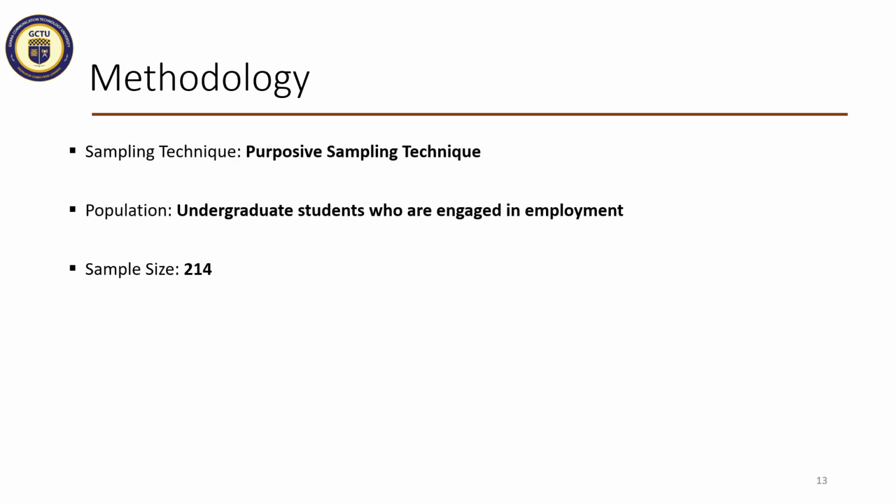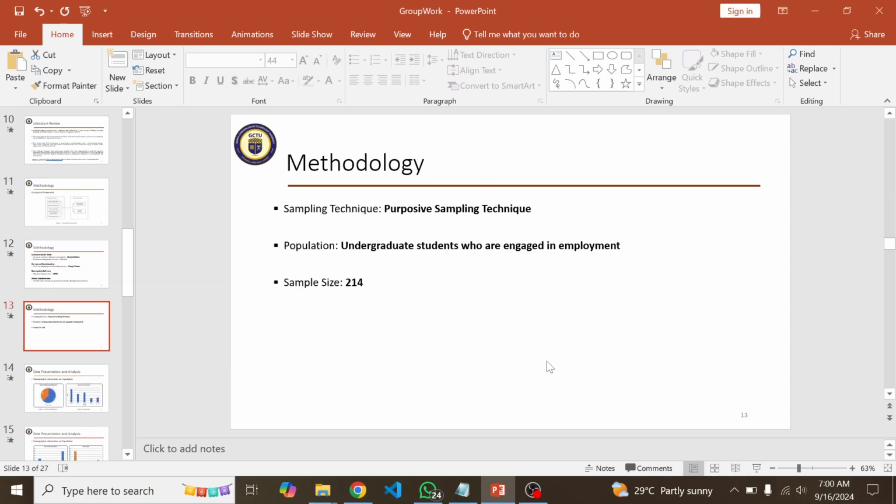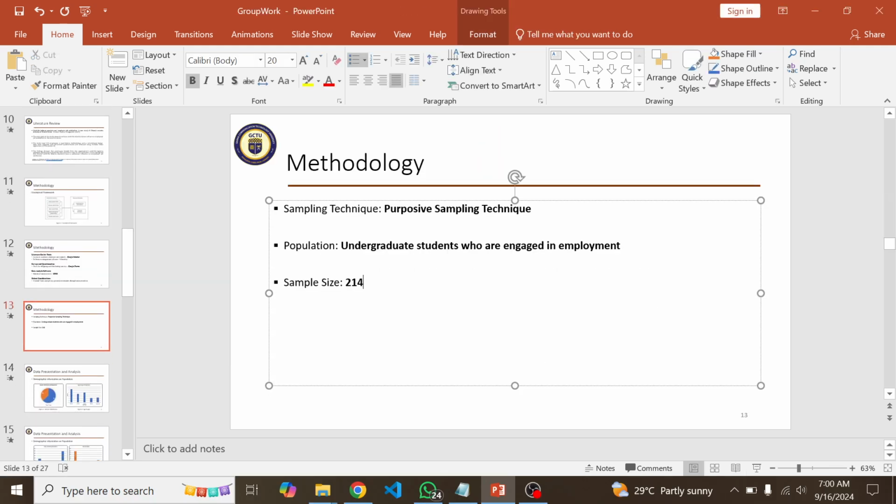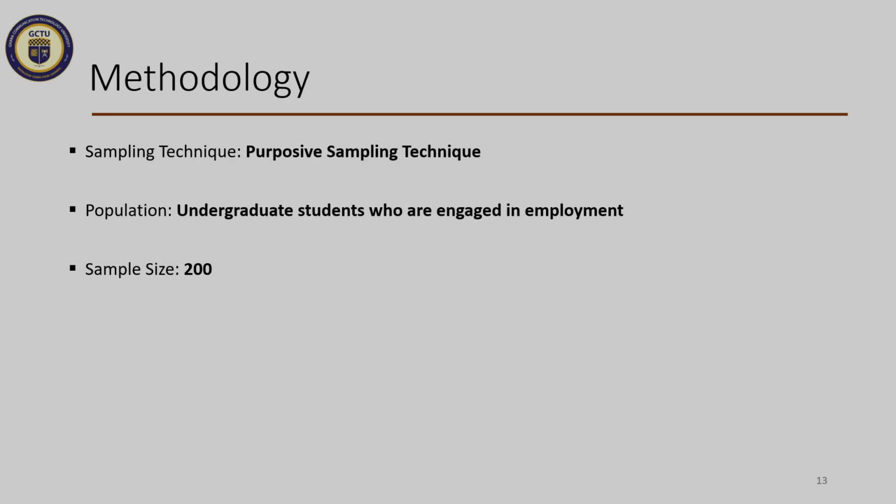So for the sampling technique, we used the purposive sampling technique because we had to target those who are working and also engaged in employment, so that we can actually get the things that we want. We looked at undergraduate students engaged in employment. That was our population. And our sample size, forgive me, let me change this right away, this will be 200. So our sample size was 200.